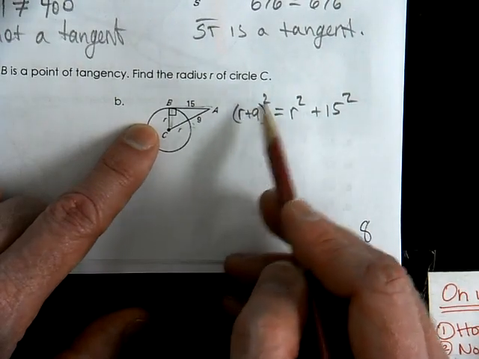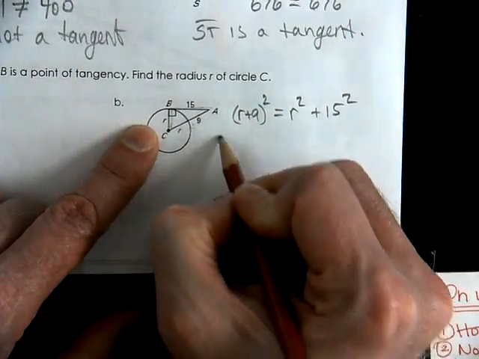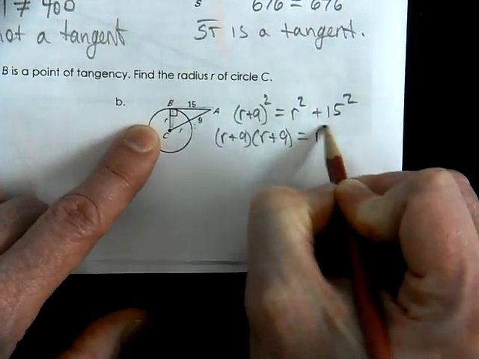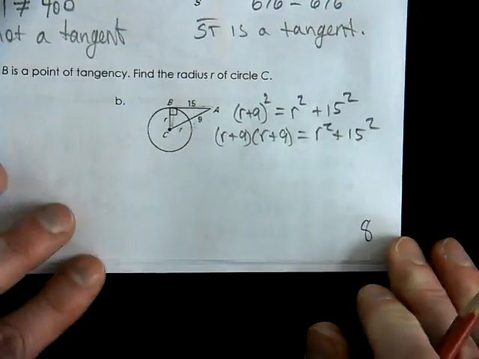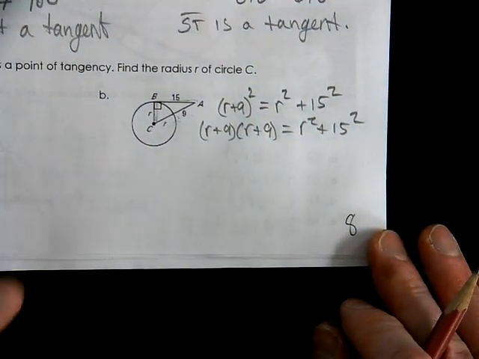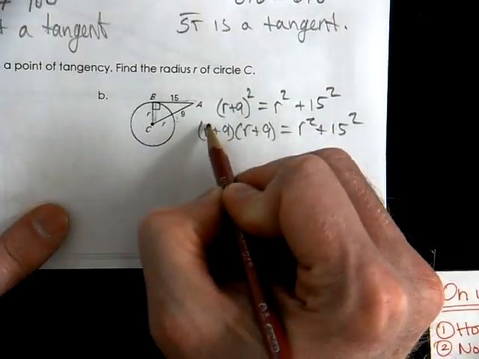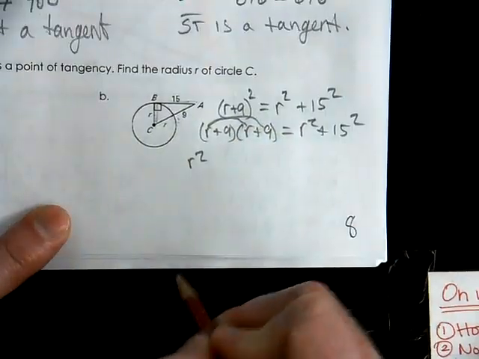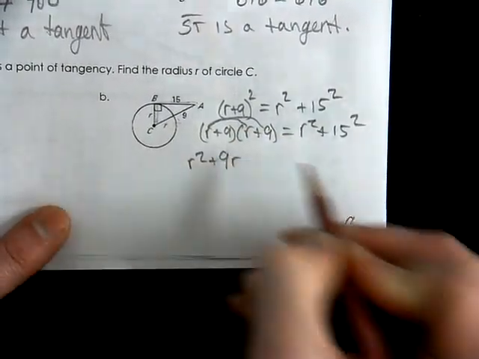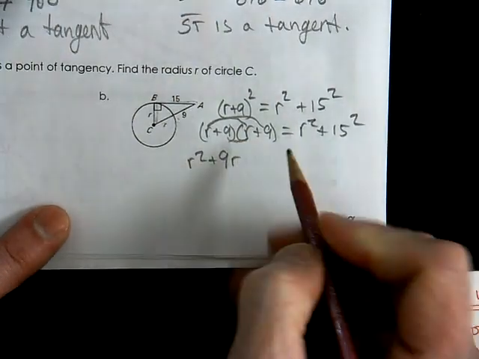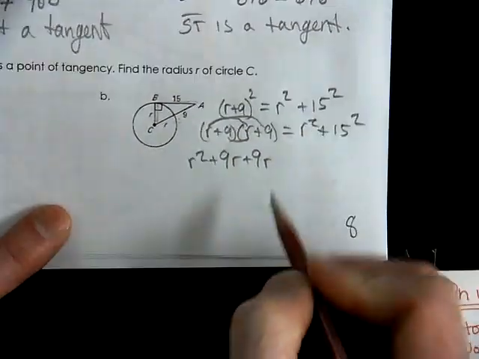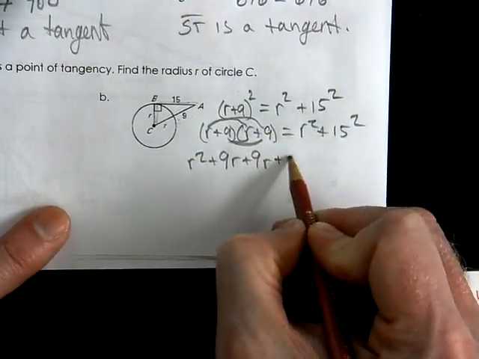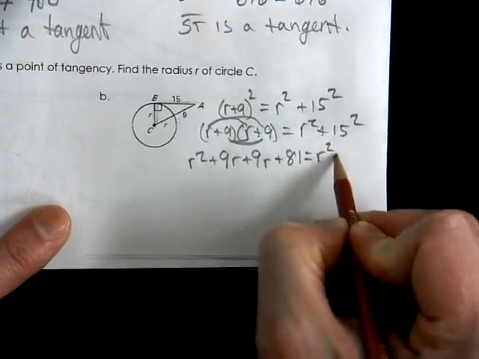When you square parentheses, you cannot distribute this in. You have to write it 2 times. R plus 9 and R plus 9. Now back in algebra class, you learned when you multiply binomials, you have to do the front 2 numbers, which is R squared, the outer numbers, which would be 9R, these 2 inners, which would be another 9R, and then the last, which would be 81. That's called FOIL.